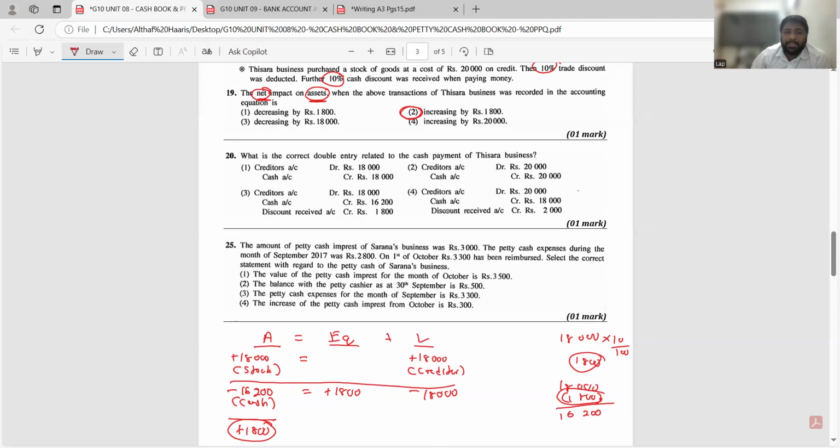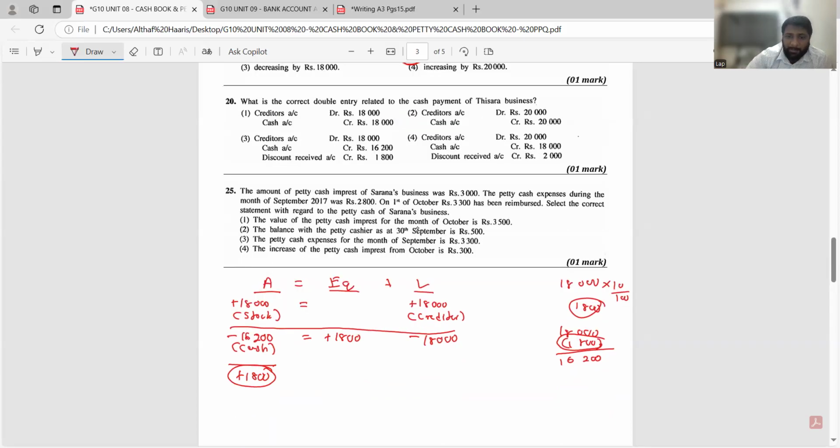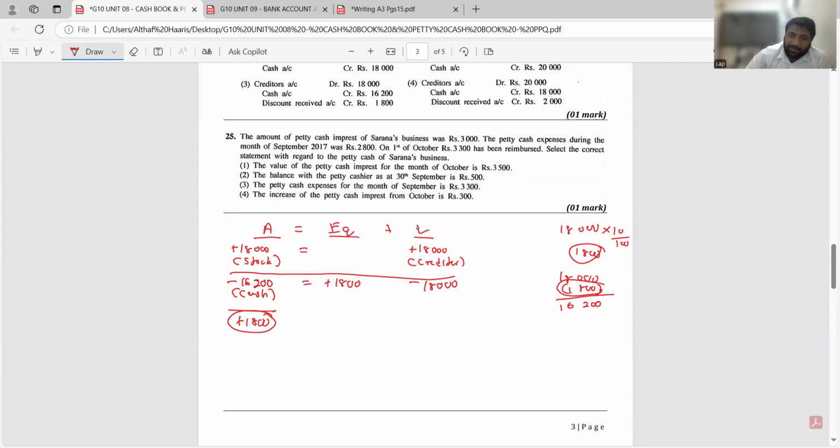And the next one they're asking, what is the correct double entry to record the cash payment? So what's the double entry, Lamai? We'll start with the easy one. Paying cash, credit cash 16,200. That is done. This is the creditor, no? Creditor. This is the discount received. So discount received is an income for us. So incomes are credit, no? Discount received, 1,800.